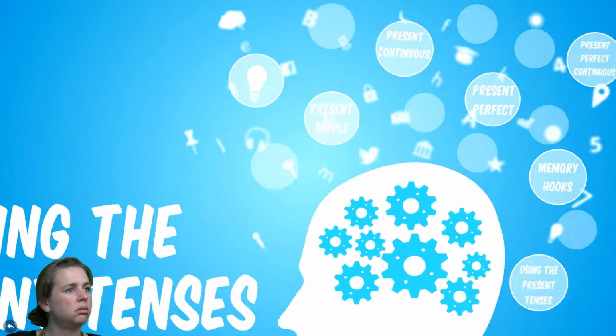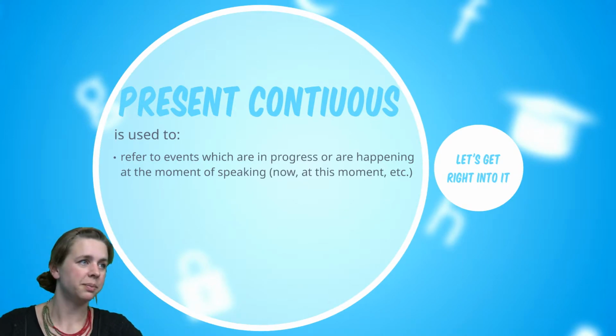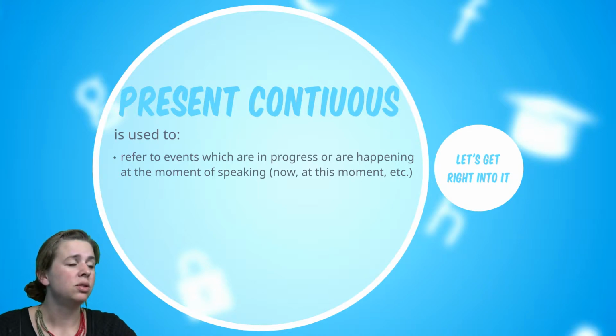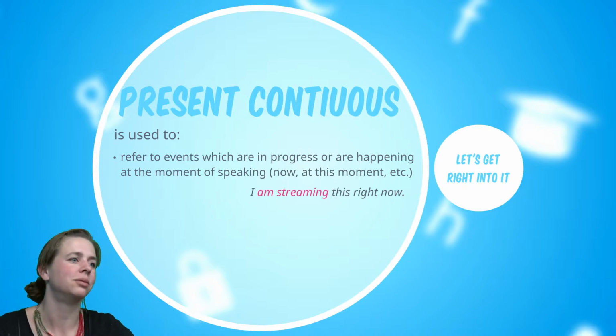No magic here. Okay. Present continuous. It's the thing with the ing. It is used to refer to events which are in progress or happening at the moment of speaking. As for example, I am streaming this right now, obviously.